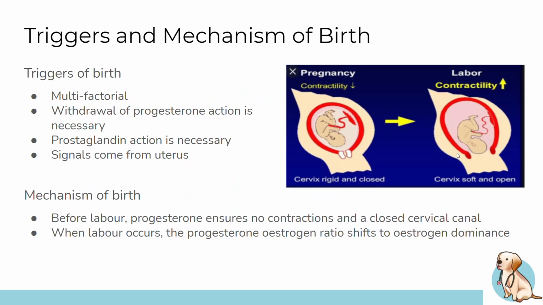The triggers of birth aren't exactly known, but what is known is that it's multifactorial. We do know that estrogen and prostaglandin levels have to rise during birth, and progesterone levels decrease. This is because during pregnancy, progesterone ensures that there aren't any contractions and that the cervical canal is closed. So it's kind of counterproductive during birth.